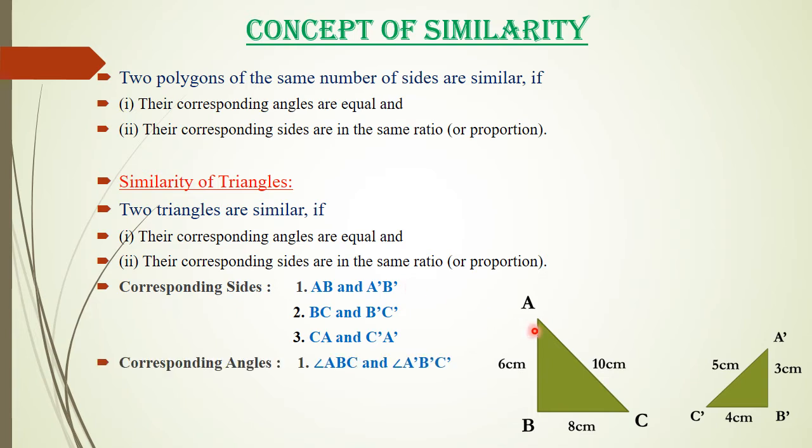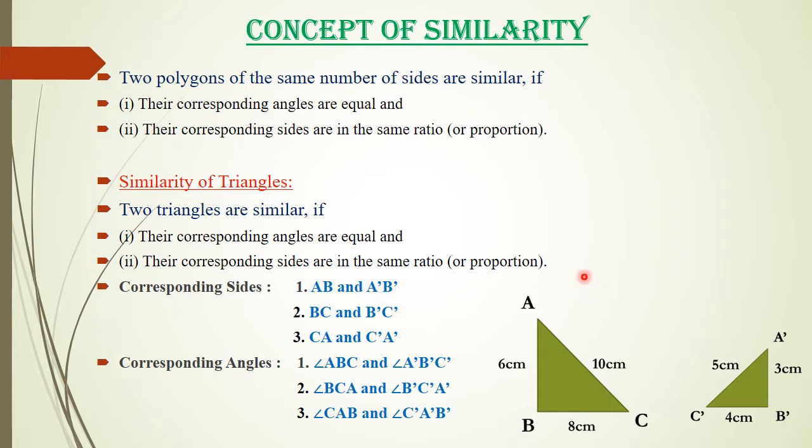And as all these sides are going to be in proportion to each other, we can also declare angle between AB and AC, that is angle A, is equal to angle A dash, and angle B is going to be equal to angle B dash, angle C is going to be equal to angle C dash, because of which these two triangles have fulfilled these two criteria, that is corresponding angles are equal and their corresponding sides are going to be in the same ratio. Therefore I can declare these two triangles as similar triangles.